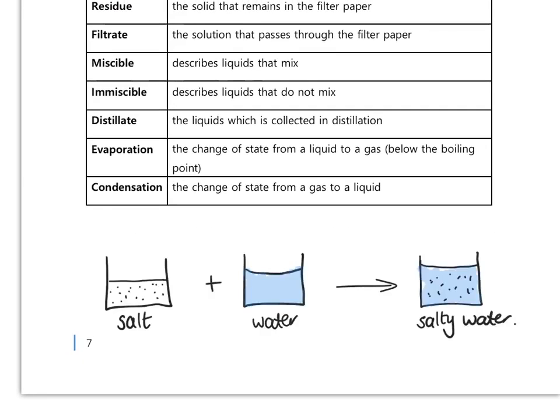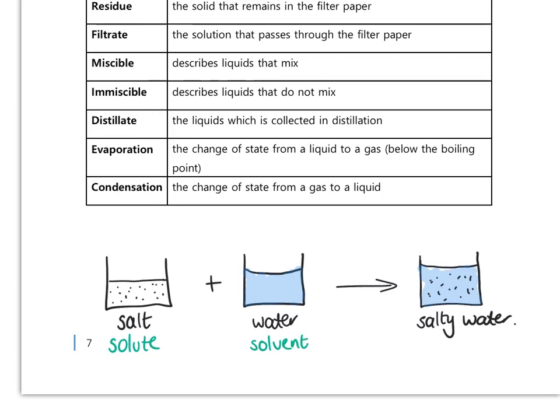So let's say, for example, I had some salt, I had some water, and I mixed them together. The salt dissolves in the water and we get salty water. Well, how could we apply those three words to this situation? What is our solute? Well, our solute is the solid that dissolves in the solvent. So which is the solid in this situation? It's the salt. So this is our solute. The solvent is the liquid in which the solute dissolves. So what is the liquid in which our salt is dissolving? It's the water. So the water is our solvent.